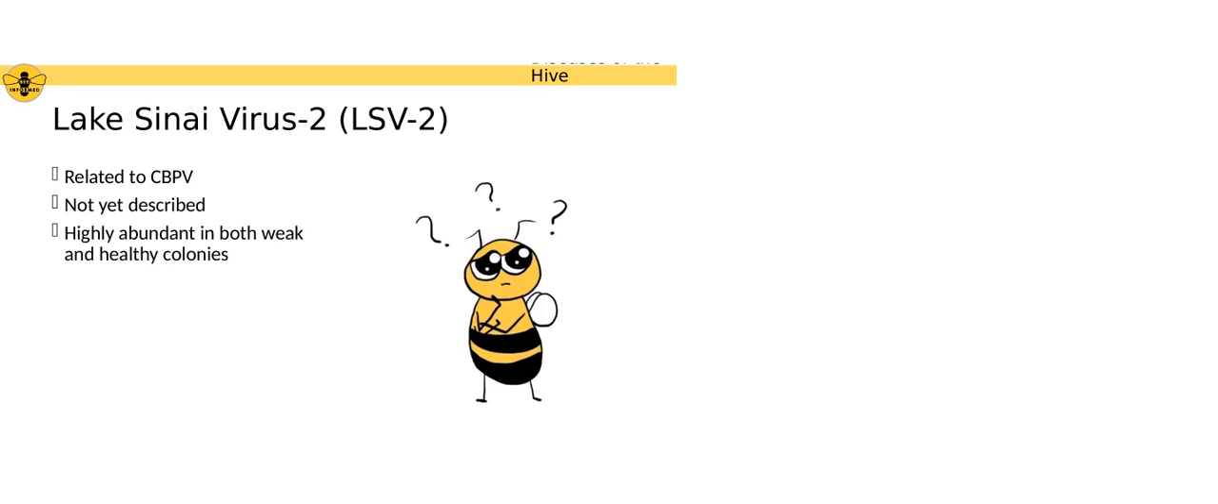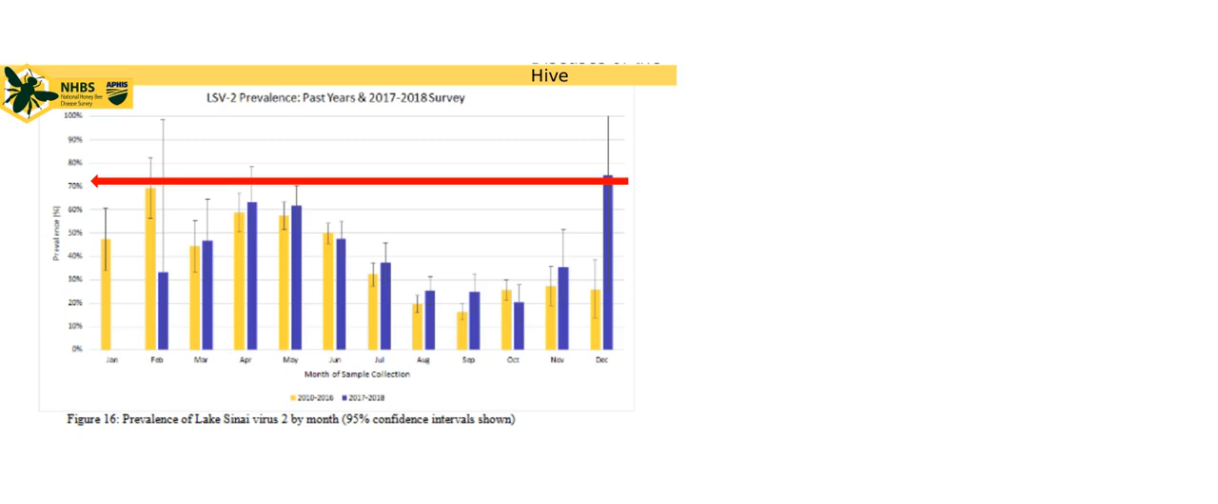It's related to chronic bee paralysis virus. It hasn't been described yet. They've genotyped the virus to figure out some of its heritage, but that's really about it. It's highly abundant in weak colonies and healthy colonies. So what does it really mean? We don't know. It's just one of those viruses that's out there.